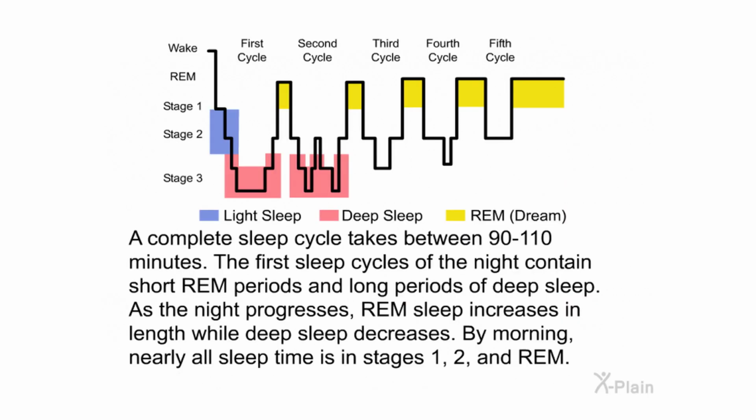A complete sleep cycle takes between 90 and 110 minutes. The first sleep cycles of the night contain short REM periods and long periods of deep sleep. As the night progresses, REM sleep increases in length while deep sleep decreases. By morning, nearly all sleep time is in stages 1, 2, and REM.